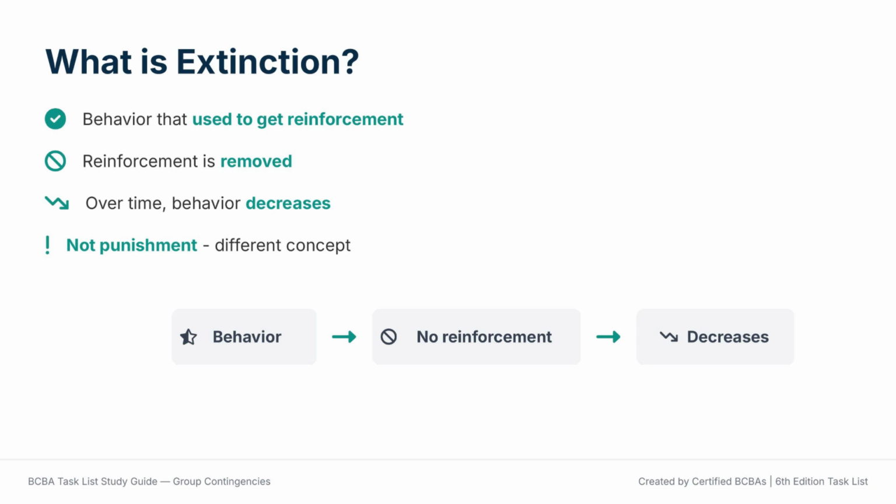Let's define extinction in precise behavioral terms. Extinction is a procedure in which reinforcement that previously maintained a behavior is discontinued, resulting in a decrease in that behavior over time. There are three key components here. First, the targeted behavior previously contacted reinforcement. Second, that reinforcement is no longer delivered. Third, as a result, the behavior decreases in frequency.